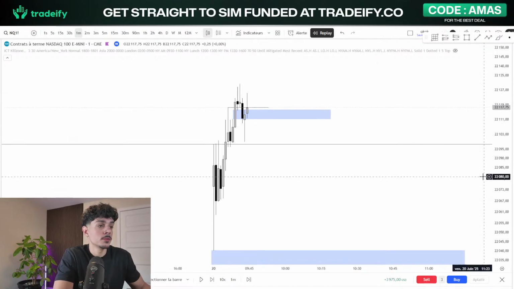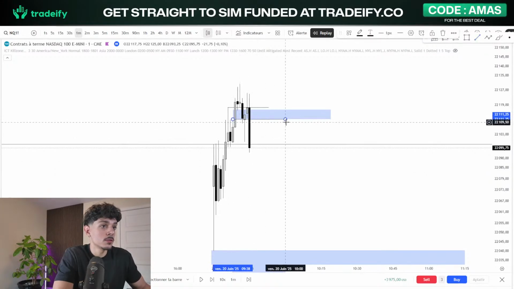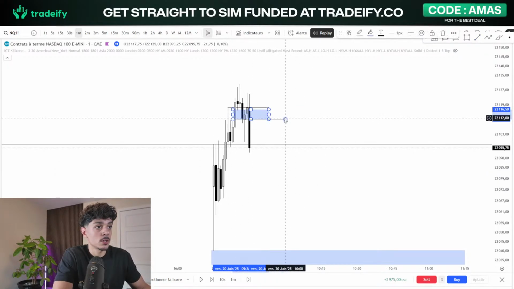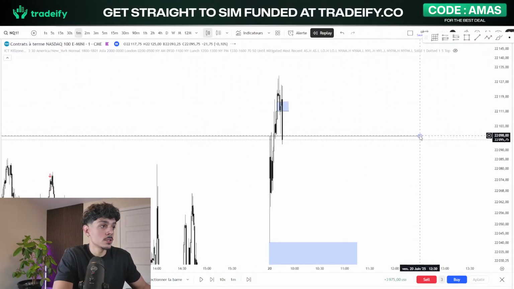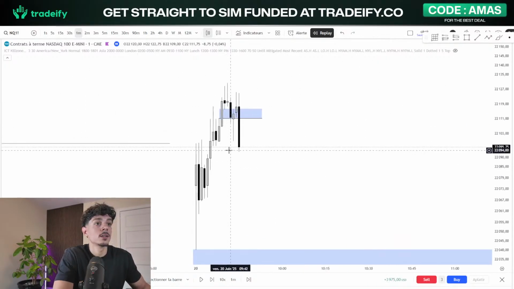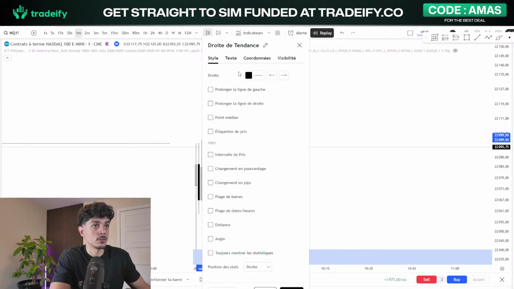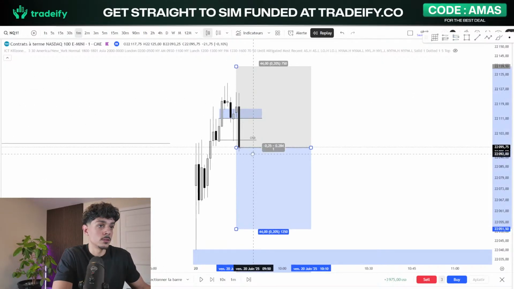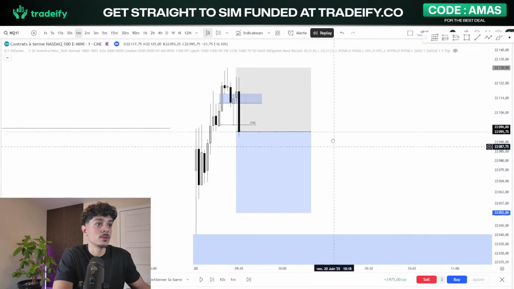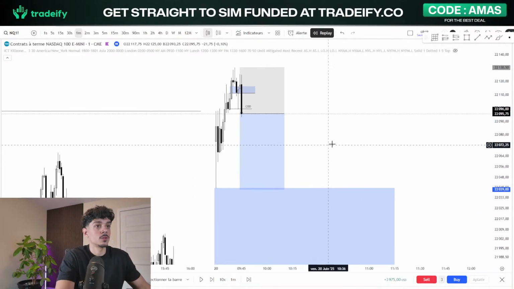Pushes up, then boom, big displacement down. Inverse this fair value gap right here, which is our confirmation. Buyers are getting squeezed. Plus, this line here is the previous daily high. We saw previous daily high and created a market structure shift here, changing the state of delivery, however you want to call it. Then you go short, stop loss above the high, and you just try to target this RTH gap. That's pretty much what happens.